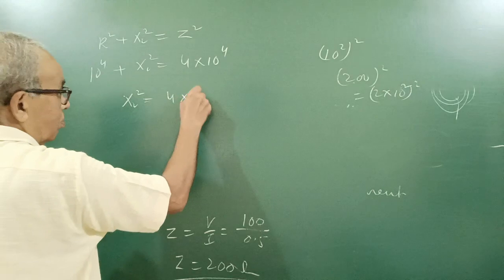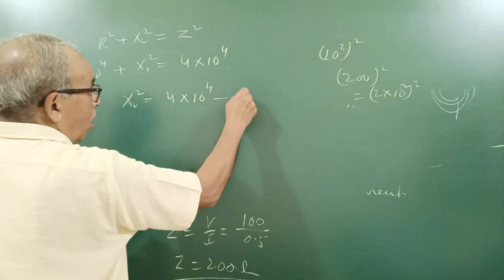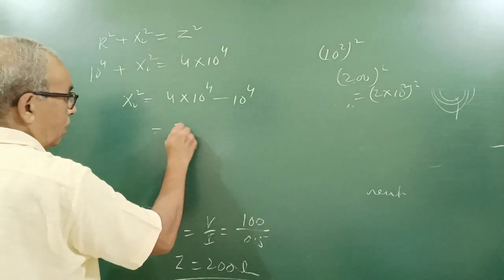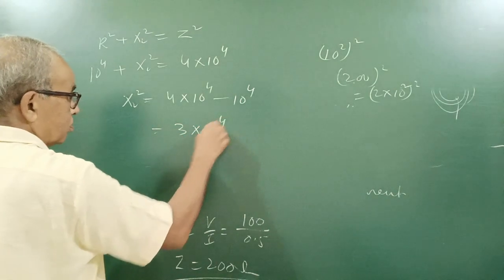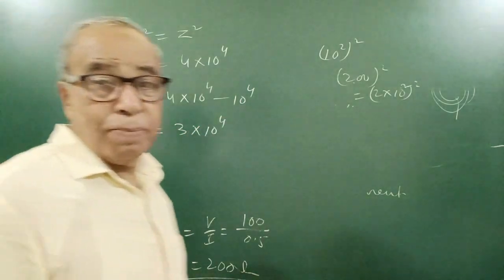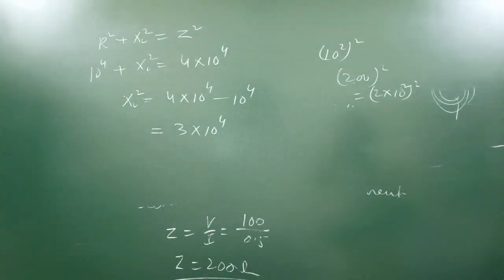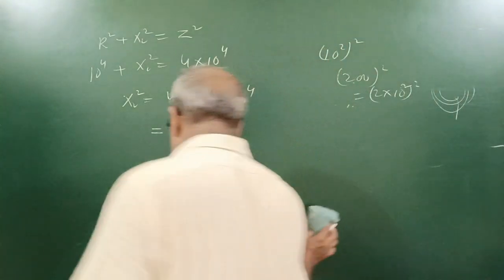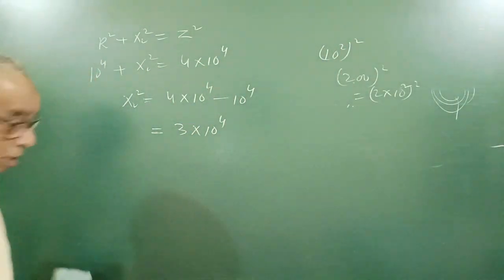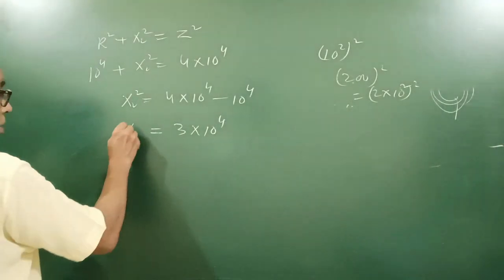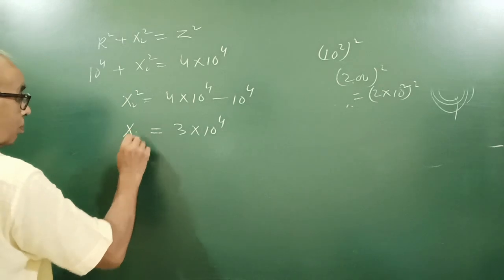Write it down, children, don't get confused. How to subtract this? Take 10 to the power 4 common, so 4 minus 1 is 3. Dear student, please improve your arithmetic skills, and skills are improved only by practice. Just do it once. Unless you apply it, it will not be in your control.